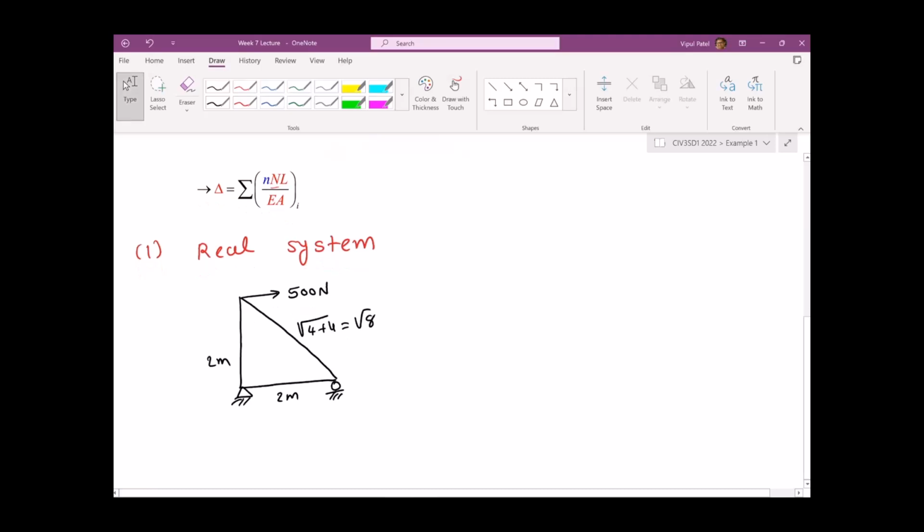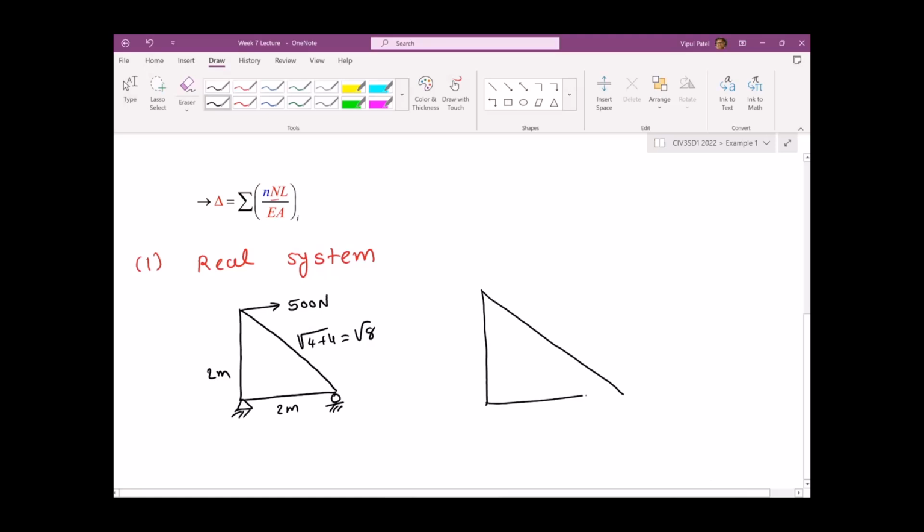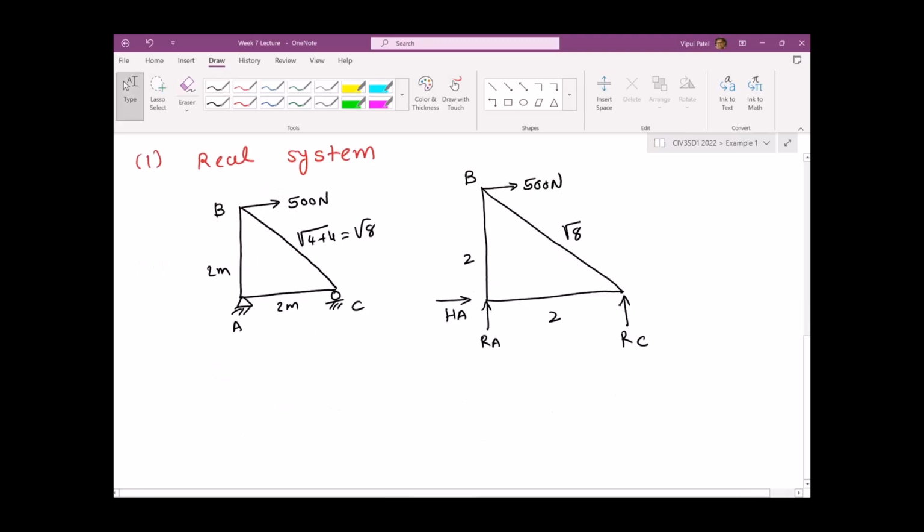Right, so if I draw the free body diagram with the reaction forces, let's put A, B, and C. Reaction force HA, reaction force at C, and we have 500 newtons at B. You have 2 meters, square root 8. Right, so let's find the reactions.